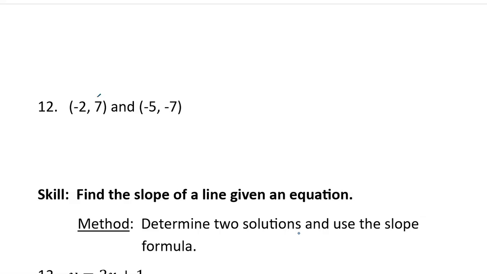Number 12. How have the y values changed if it starts at 7 and ends up at -7? The y value decreases by 14. How do the x values change if you start at -2 and end up at -5? That has decreased by 3. The change in y is -14. The change in x is -3. This reduces to 14 over 3. You can try it with the formula to confirm that that's the right answer.